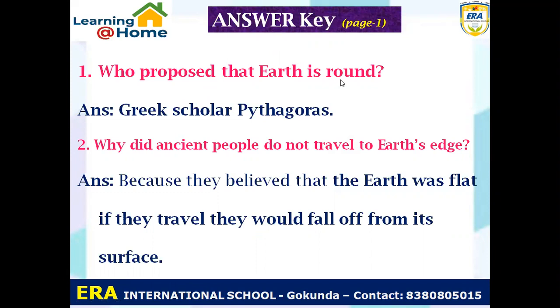Who proposed that earth is round? The answer is the Greek scholar Pythagoras. Second question, why did the ancient people not travel to the earth's edge? Because ancient people believed that the earth was flat. If they traveled, they would fall off from the earth's surface. So that's why they did not travel to the earth's edge.